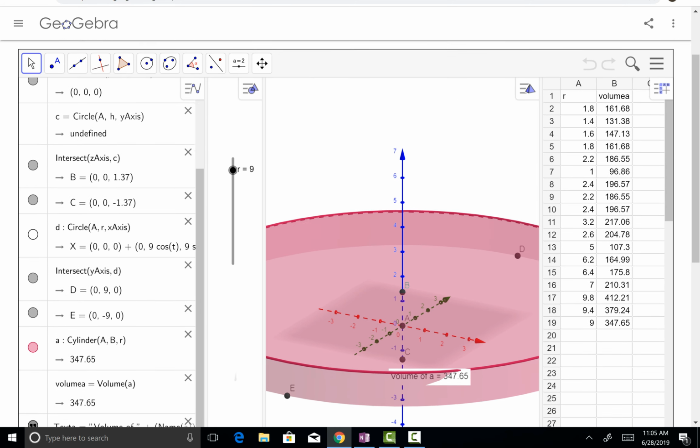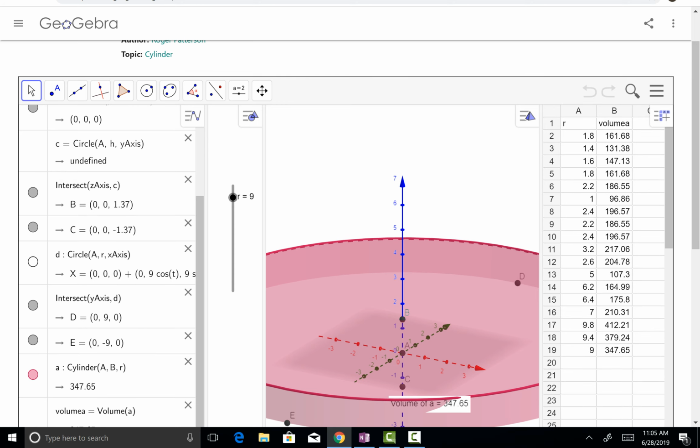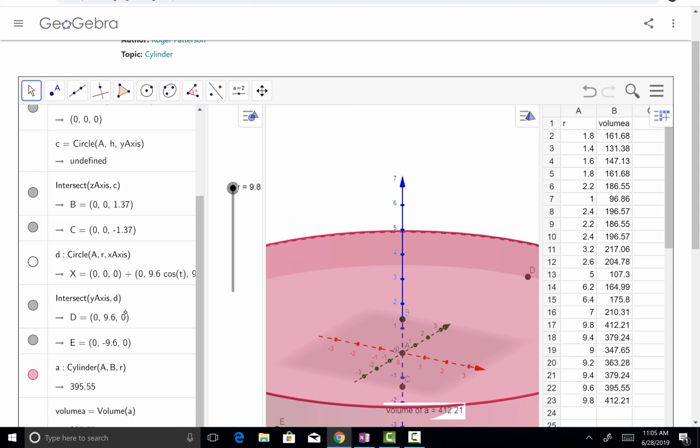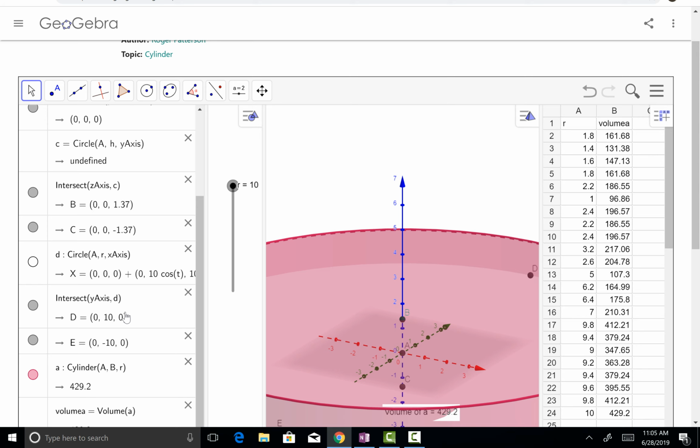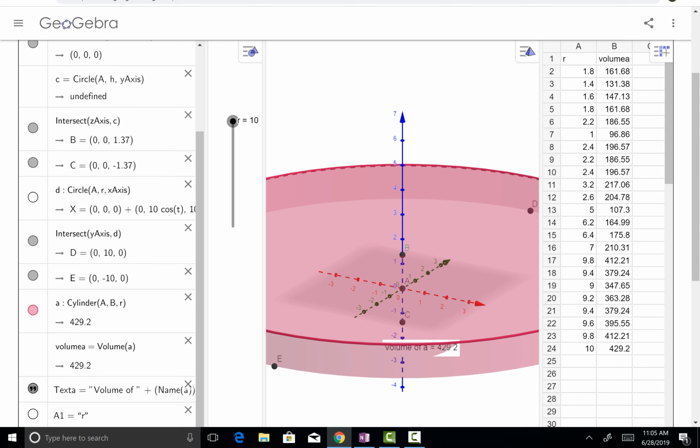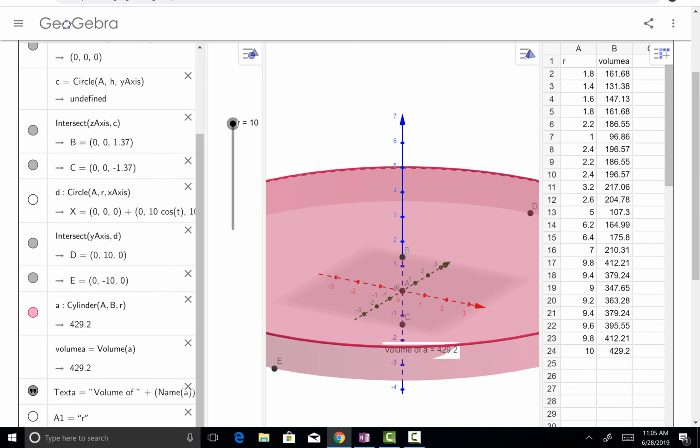Now I'm going to try sliding it. Okay, and hopefully I've collected enough data. It kind of looks like I did. Okay, so I have enough data here. Hopefully this worked. It might have worked a little differently for you.